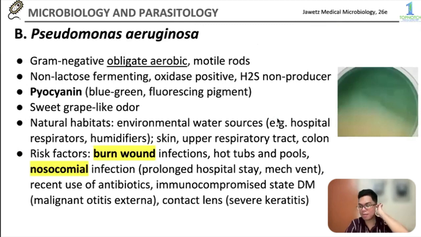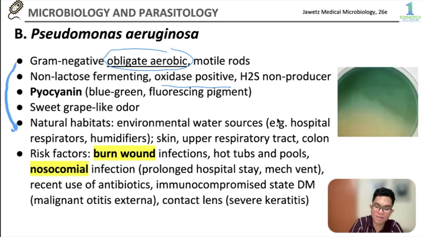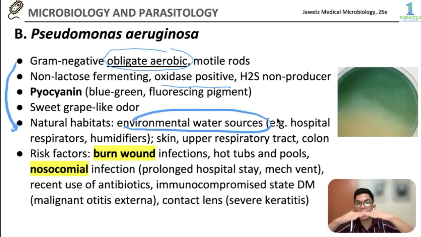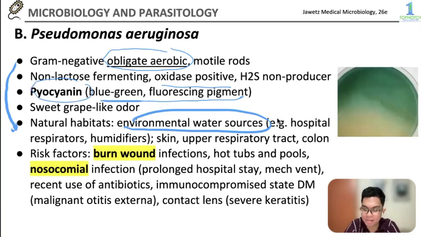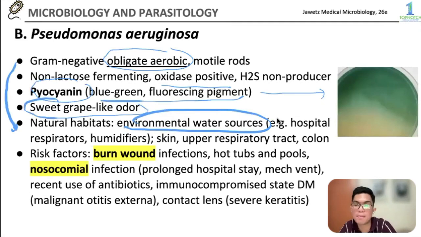So Pseudomonas is a gram-negative, and take notes, an obligate aerobe. It's oxidase positive also. So as an obligate aerobe, its natural habitats are in environmental water sources. So usually nasa surface sila kasi they need the oxygen. And what's unique sa kanya is that it has a blue-green fluorescing pigment called pyocyanin that gives its characteristic color. And it also has a characteristic sweet or grape-like odor. Yun yung mga description sa kanya.